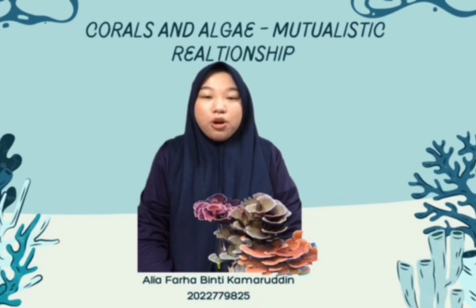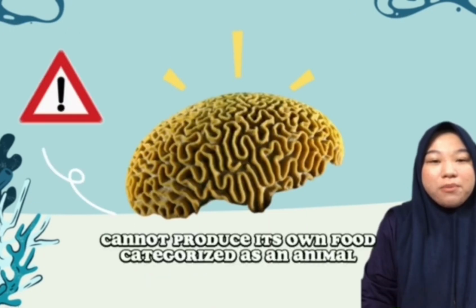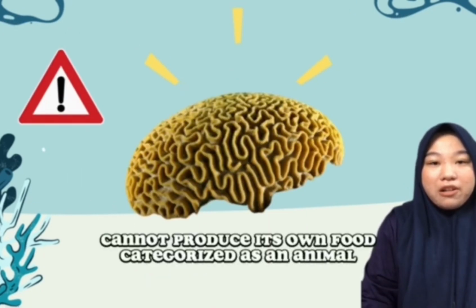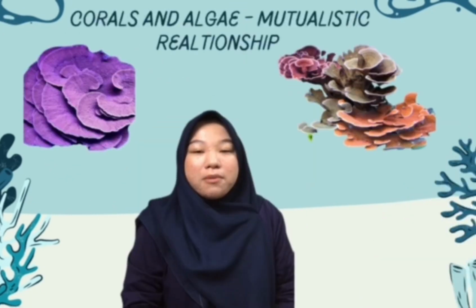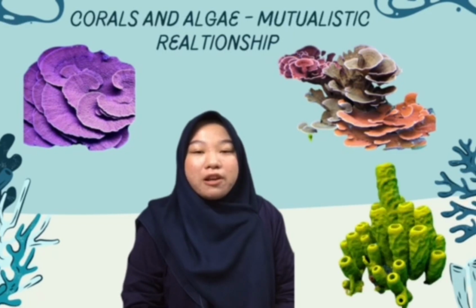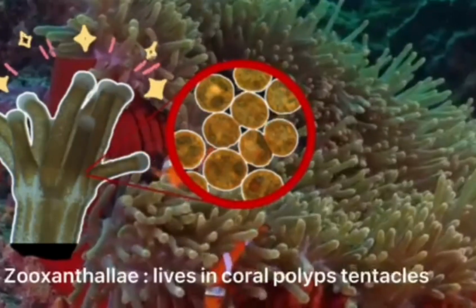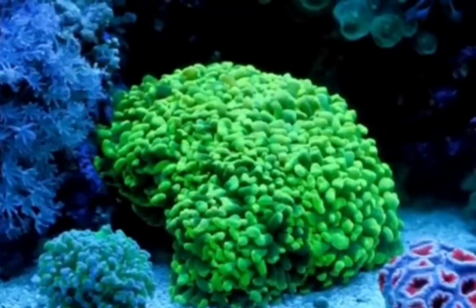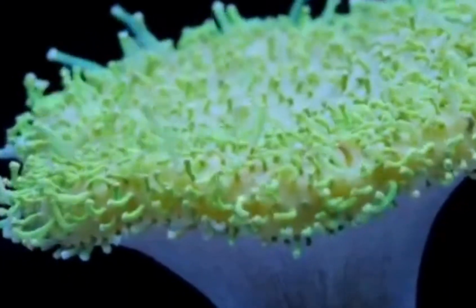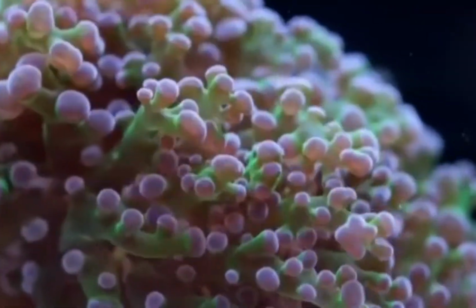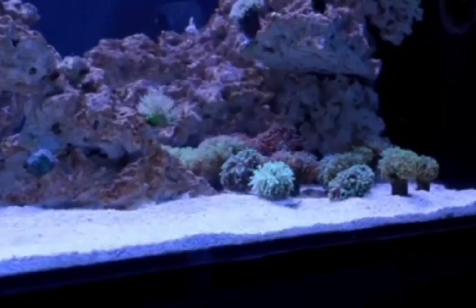They typically form compact colonies of many identical individual polyps. Corals have been categorized as animals because they cannot produce their own food. There are many types of corals in the ocean that come in astonishing shapes, colors, and sizes that come from the algae called zooxanthellae. Zooxanthellae live in the tentacles of the polyps. As they grow, corals get their energy from the mutualistic relationship with zooxanthellae, from which they both benefit.